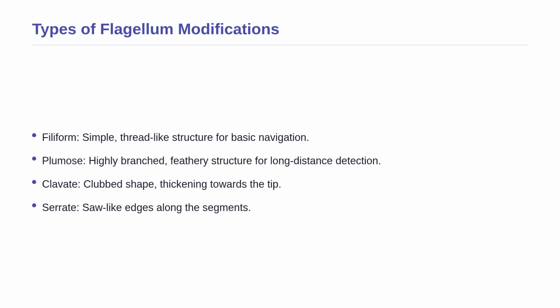Building on the anatomy we just covered, it is important to note that the flagellum is not the same across all insects. Depending on the insect's lifestyle and environment, the flagellum modifies into various distinct shapes. For instance, we have the filiform type, which is simple and thread-like. Then there is the plumose type, which is highly branched and feathery. We also see clavate, or clubbed antennae, and serrate, which look like the blade of a saw. Each of these unique shapes has evolved to serve a very specific survival need for the insect.